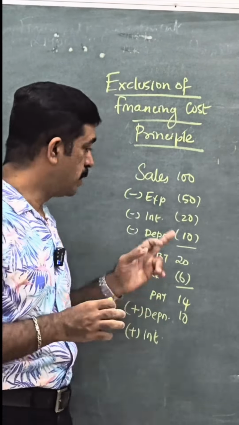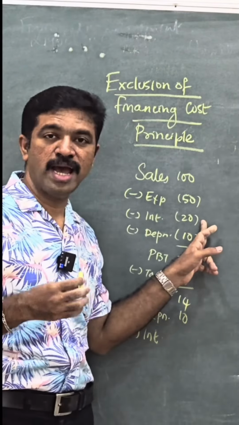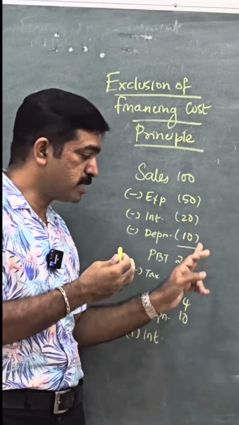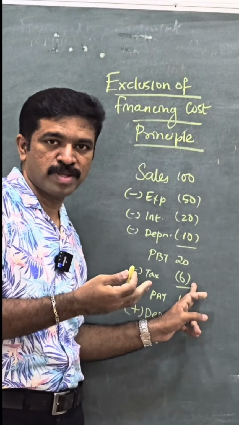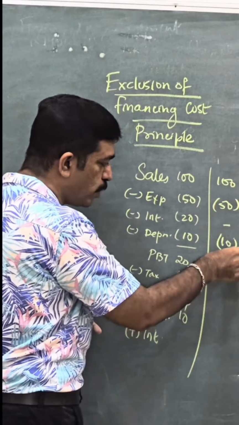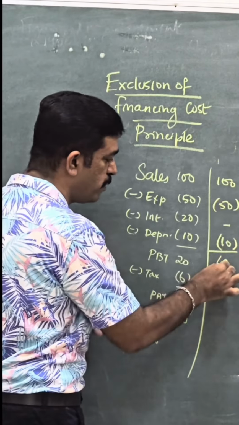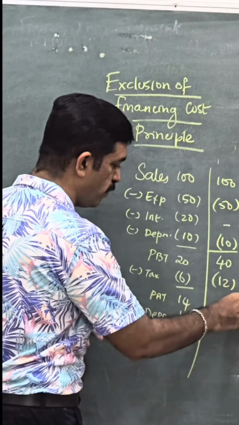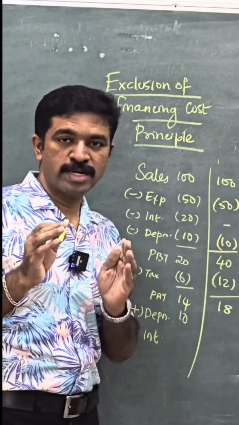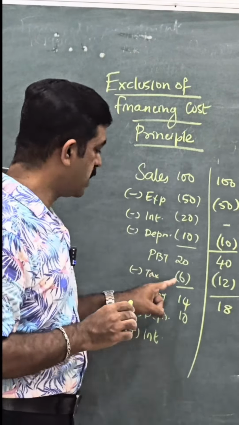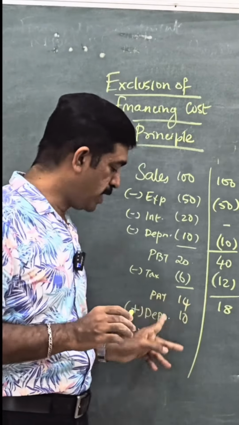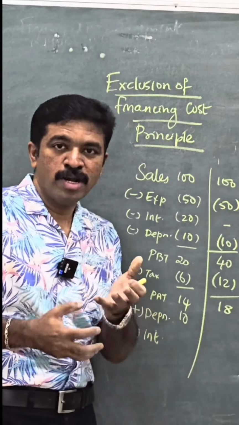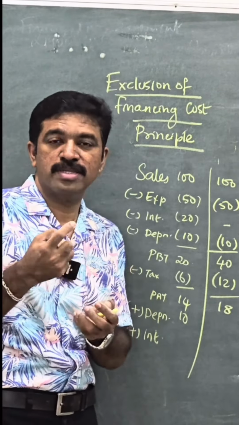Why? Because the presence of interest of 20 had some role in the tax amount. Had there been no interest, then the tax amount would have been a little different. I'll show you that. Look at here. If there is no interest, then the profit will be 40, and 40 into 30%, the tax will be 12, and profit after tax will be 18. So definitely the presence of interest has influenced the tax. So when I add back, I should not add back just the interest amount. I should also take into cognizance the impact on the taxes.